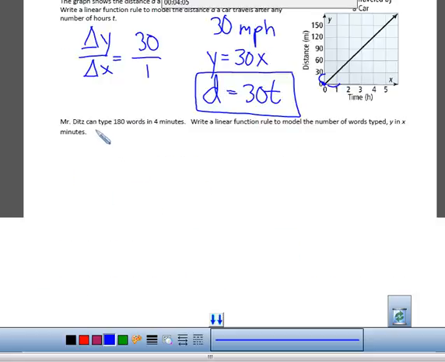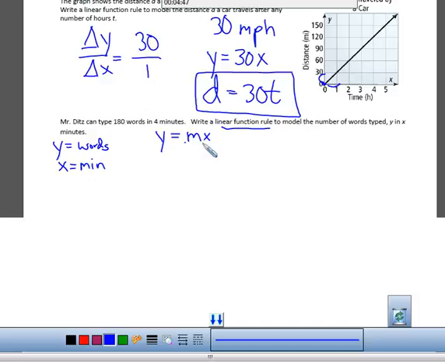All right, so the next problem. Mr. Dietz can type 180 words in 4 minutes. Write a linear function rule to model the number of words typed y in x minutes. So we know y is equal to the words, and x is equal to the time, the minutes. So there's our input and our output. Remember the form that we're going to be seeing here, y equals mx. Because it's starting at the origin again, it would be plus b, but since b is going to be 0, it's just going to be y equals mx.